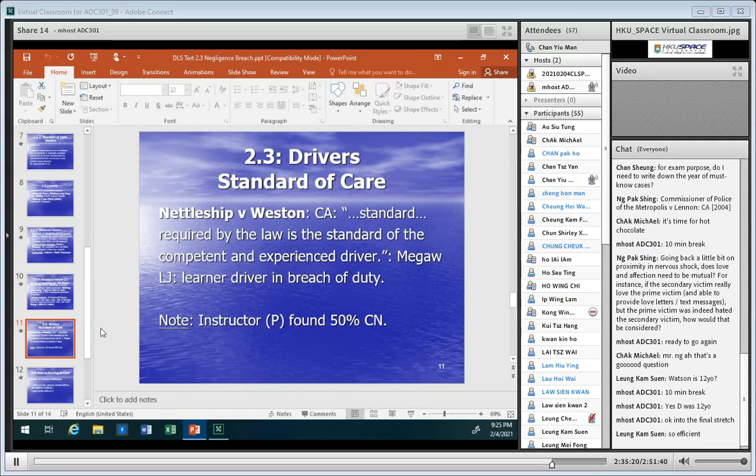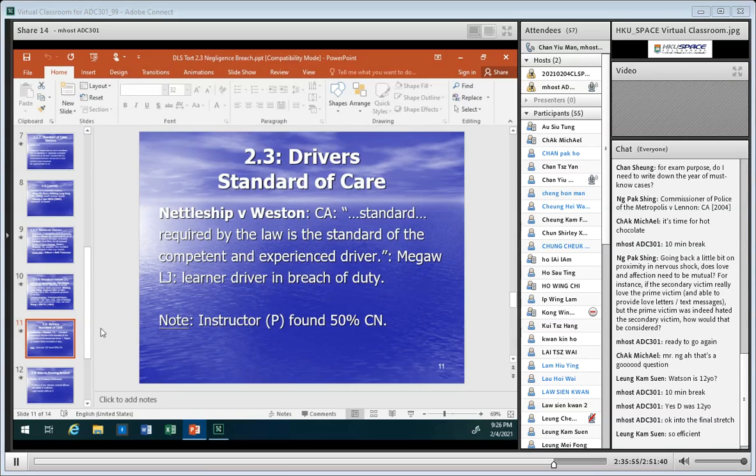So Nettleship and Weston is an exception to the Glasgow and Muir principle. Glasgow and Muir says the standard of care varies depending on who the defendant is, but Nettleship and Weston says, hang on, no. There is no varying standard of care when it comes to car drivers. There's only one standard, and that's of the competent and experienced driver. Most important. Nettleship and Weston is mentioned at the bottom of page 32.